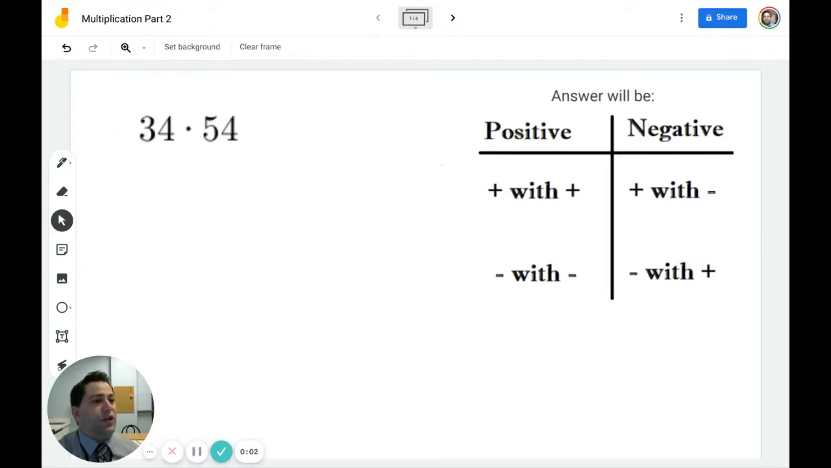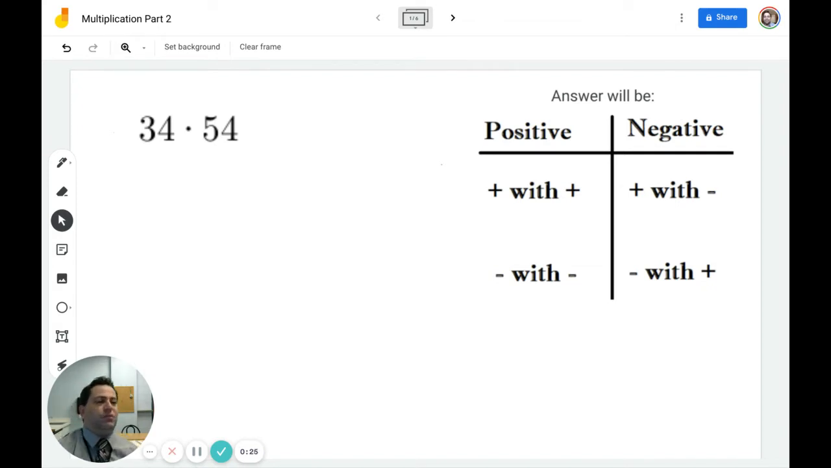Hello, welcome to our next video on multiplication with integers, part 2. In this video, we're going to work with larger integers, and I'm going to give you some strategies for multiplying more efficiently. I'd like to draw your attention to the upper right where we have our chart for multiplication and division. In this chart, you'll see which sign should be put with your answer.